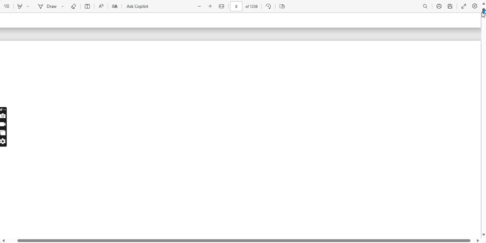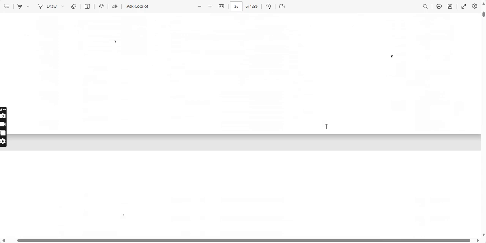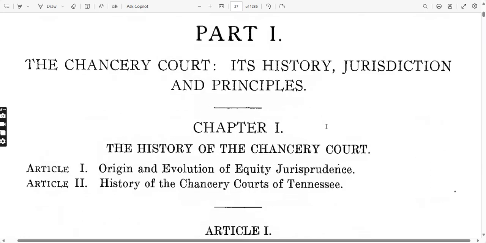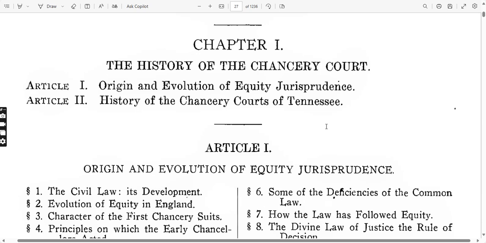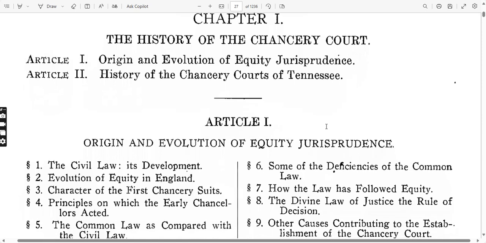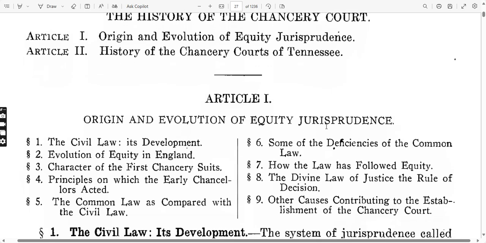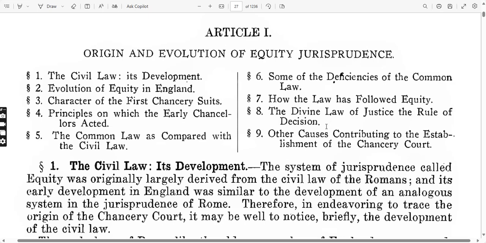Let's start. I am going to go all the way to 27 because that's where it actually starts. Part 1. The Chancery Court, its history, jurisdictions, and principles. This is the juicy stuff. He starts off with the juicy stuff, right? The history of the Chancery Court. Article 1 is going to talk about the origin and evolution of equity in jurisprudence, and Article 2 is going to talk about the history of Chancery Courts of Tennessee.